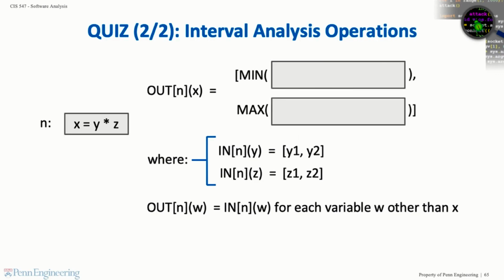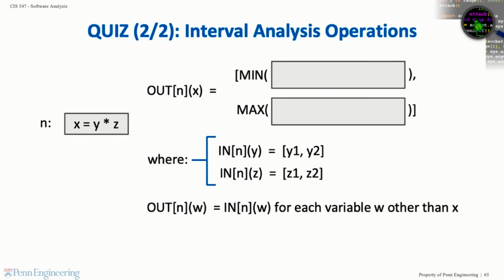In the second part of this quiz, let us look at a more complex arithmetic operation, integer multiplication. Write the lower and upper bounds of variable x at the exit of node n, which assigns the result of multiplying y and z to x.